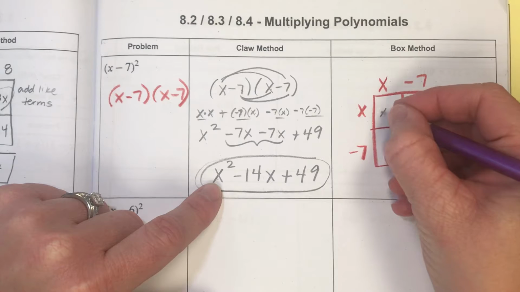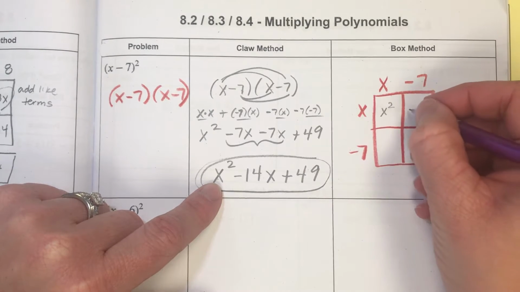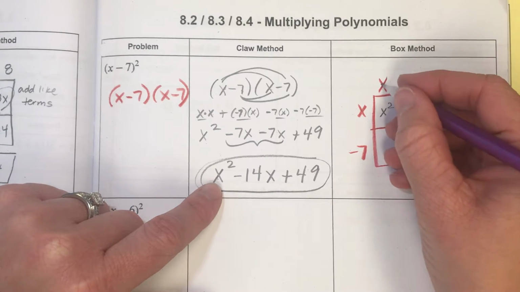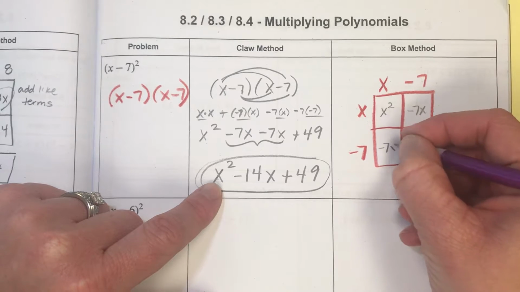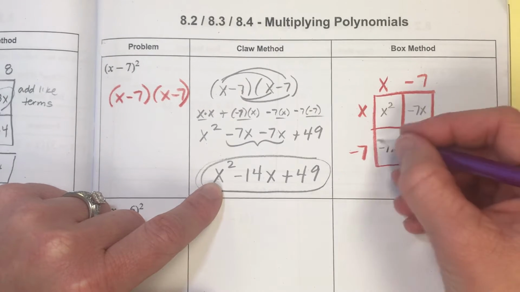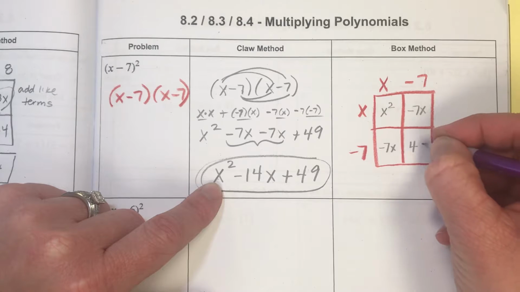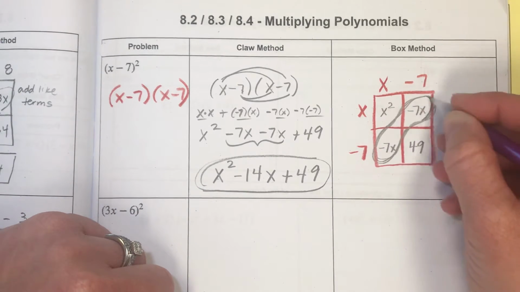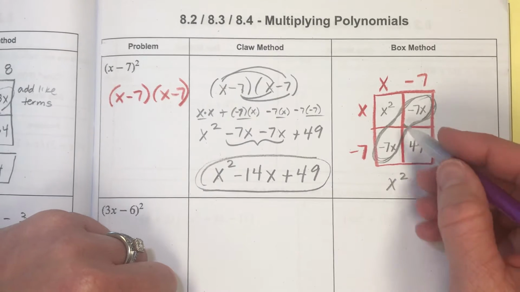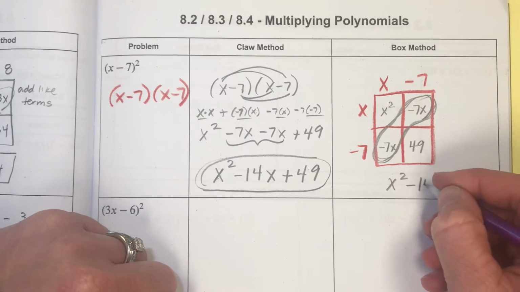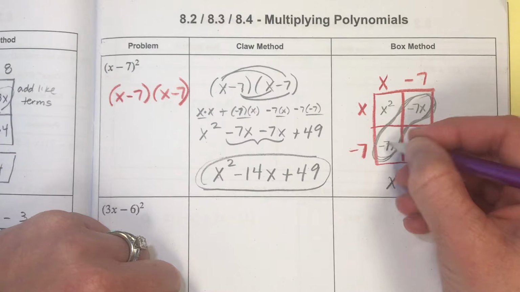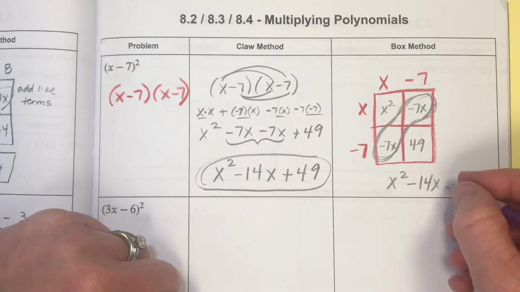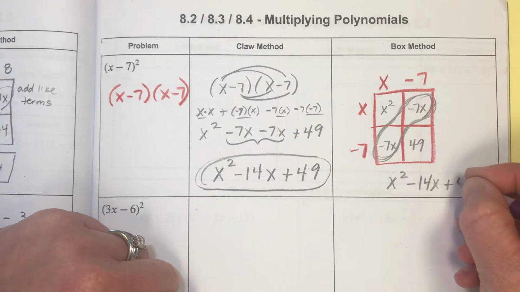X times x is x squared. X times negative 7 is negative 7x. X times negative 7, also negative 7x. And negative 7 times negative 7 is positive 49. So if we combine any terms that are alike, we'll have the same answer, x squared minus 14x, because these two added together, negative 7 plus negative 7, negative 14x, and then plus 49.